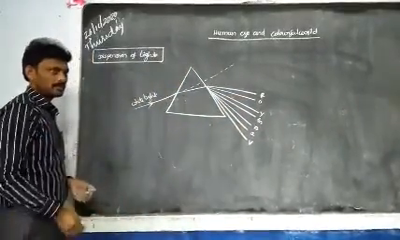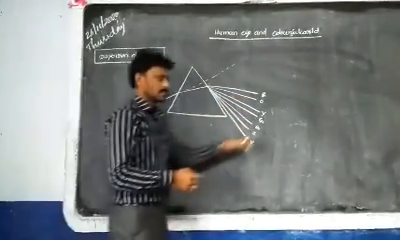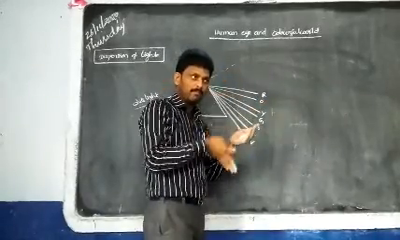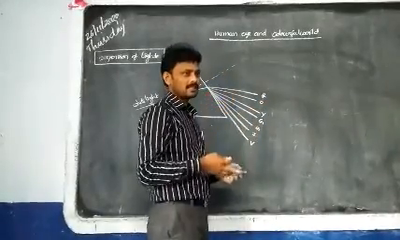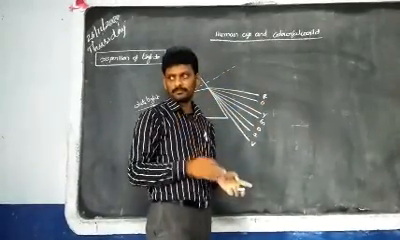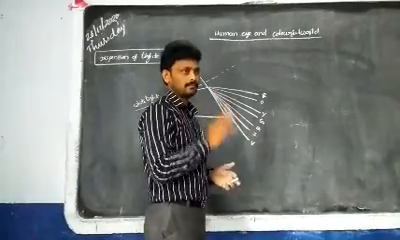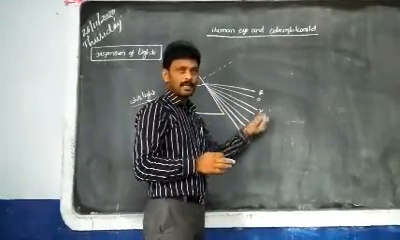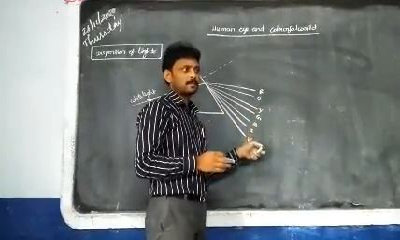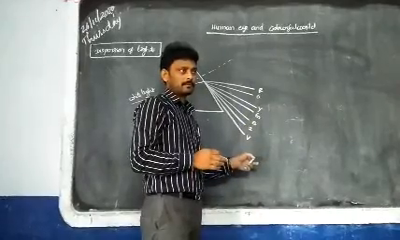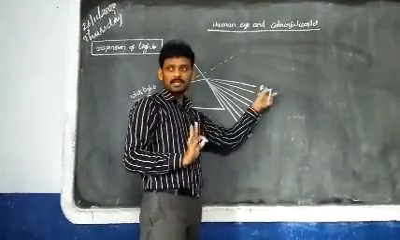So, simple definition. These 7 colors form a pattern which is named as a spectrum. All are visible light, na? Visible light. So the spectrum is forming here. Clear? So how many colors are here?